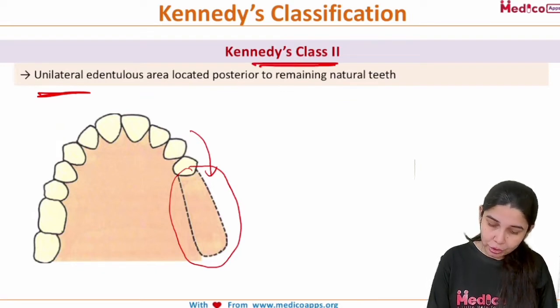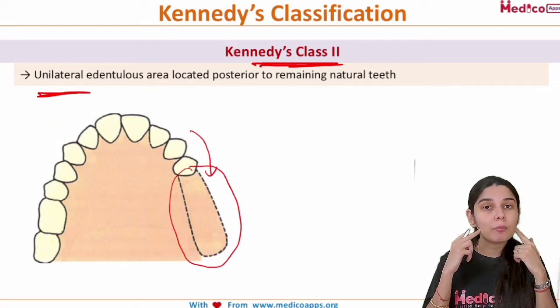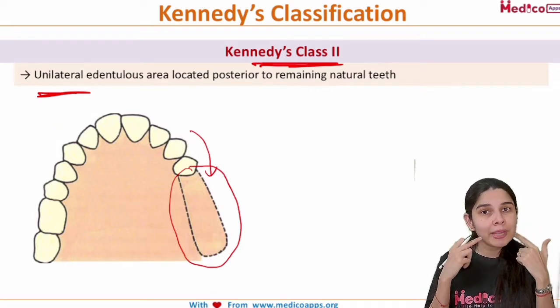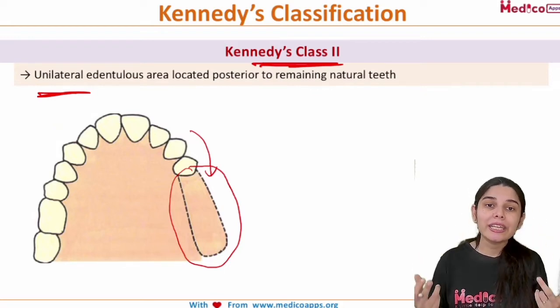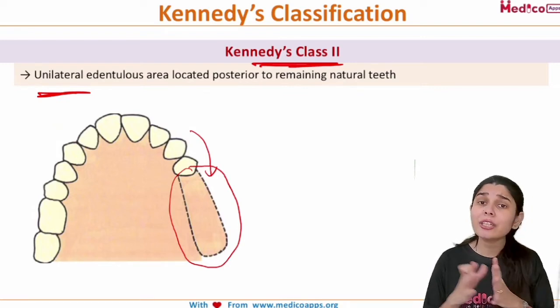This is class 2. Class 1 was a bilateral edentulous space present on both sides posterior to the remaining natural teeth. Class 2 is a unilateral edentulous area.